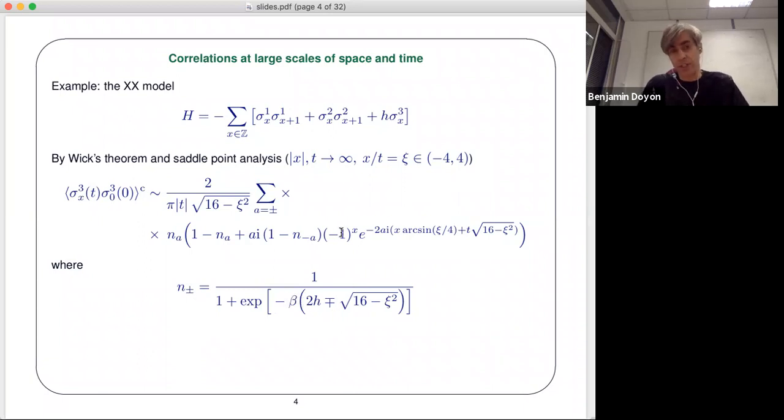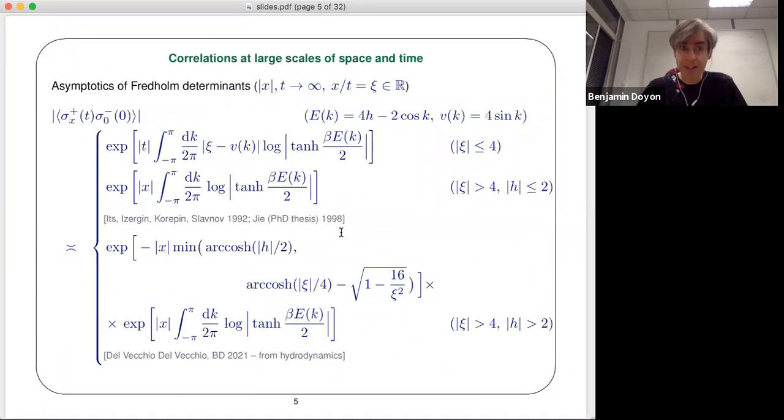Now, this is nice and simple, but the formula that you get for sigma plus sigma minus, which was calculated by Itzhak and Koripin and Stavnov first in 1992, is much more complicated. Instead of being an algebraic decay, this one is an exponential decay. And as was just mentioned, this exponential decay is not just a mass or something like that. It involves a whole integral that depends on the state. In fact, you can do that not just in a thermal state, but in a GGE rather simply. And it also depends on where you look in space-time, where psi is x over t.